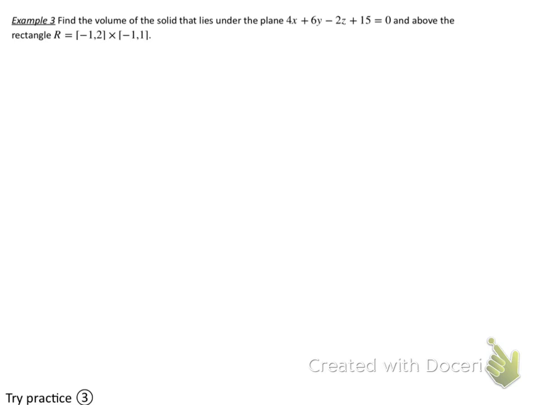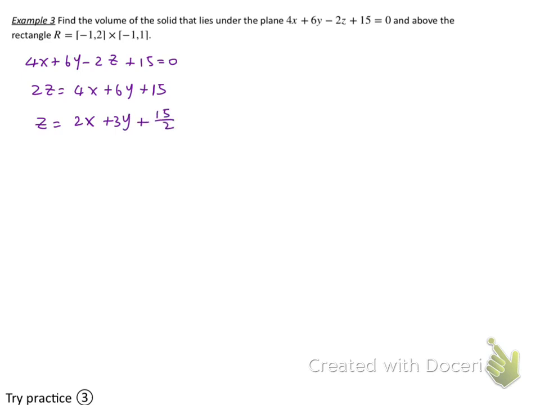Okay, so first you need to have the function from the graph. So we solve for z. 4x plus 6y minus 2z plus 15 equals 0. So 2z equals 4x plus 6y plus 15, divided by 2, z equals 2x plus 3y plus 15 over 2. That is the height of your graph, or the height of each of the rectangular prisms.